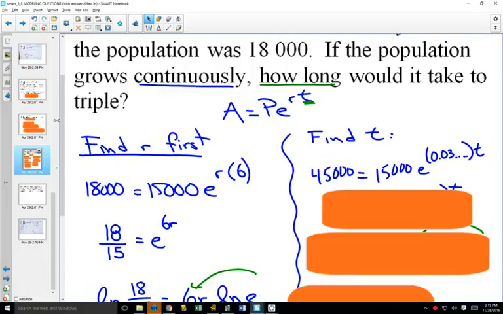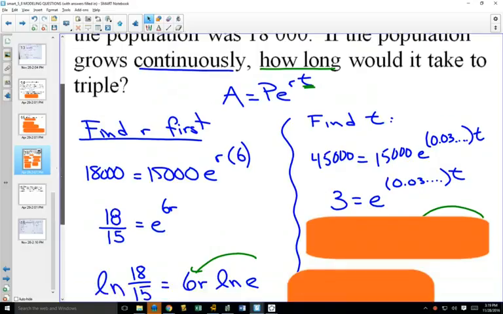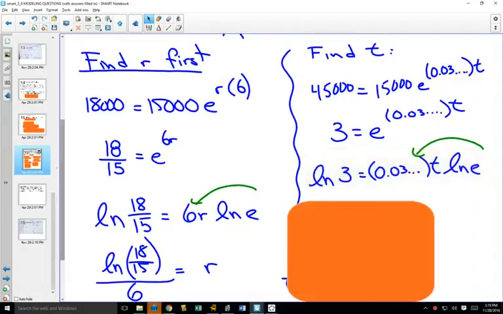Because if you use the 15,000, you'll triple it and you'll put 45,000 over here. If you use the 18,000, you'll triple it and put 54,000 over here. Either way, when you divide to begin with, you're going to get 3 because it's tripled. So no matter what number you use, because it's tripled, you're going to get a 3 there, and then you can solve. And since we're solving for something in the exponent, we're going to take the log of both sides. I'm going to use the natural log because my base is e.